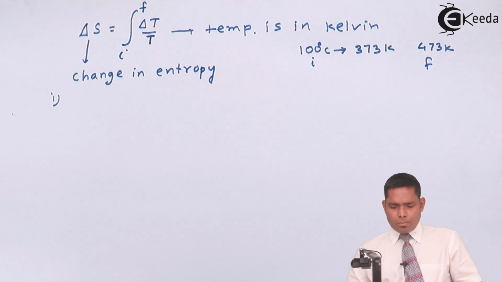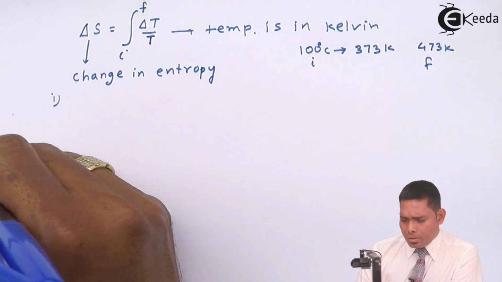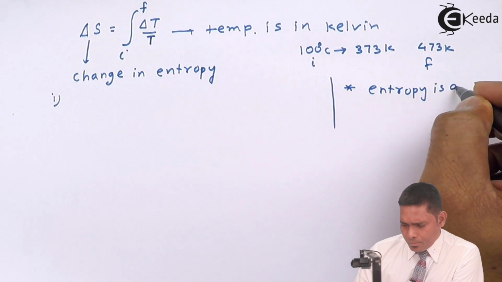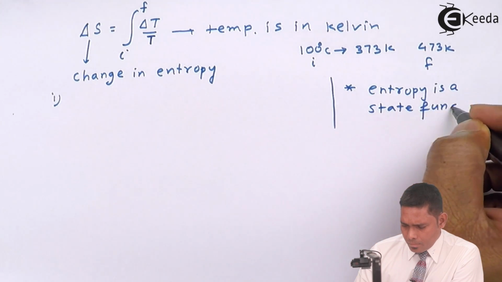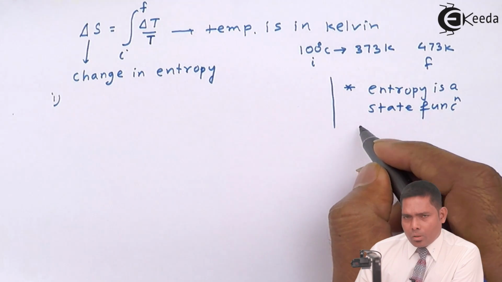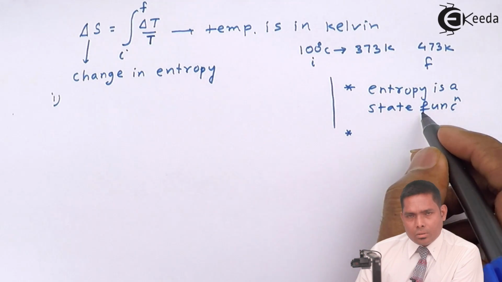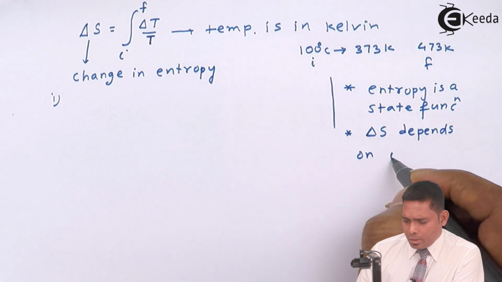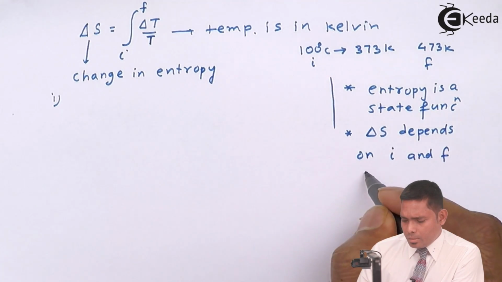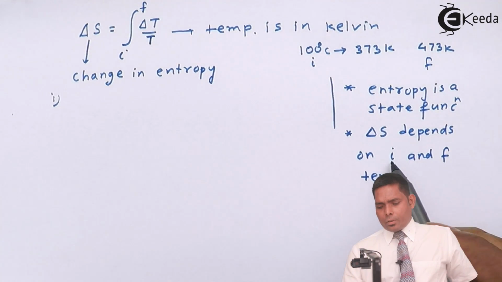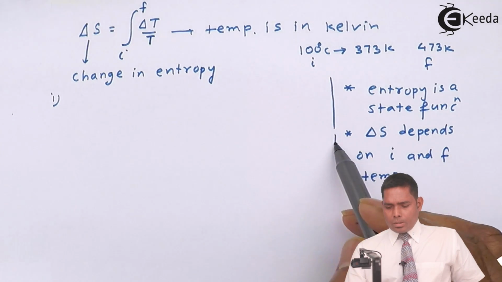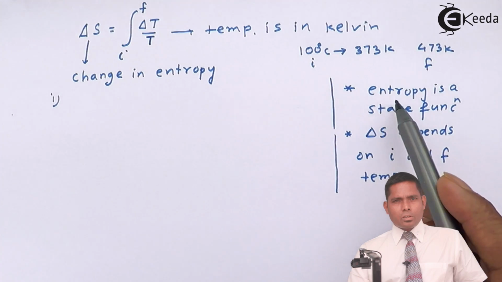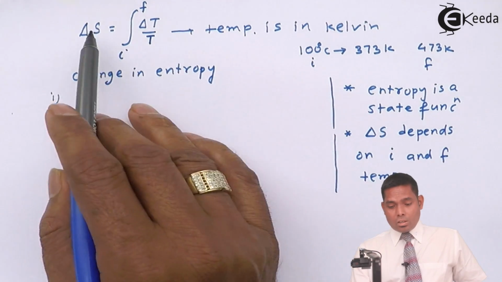So in one case the change in entropy. Next, I will tell you one more important point you have to note: entropy is a state function. It is not a path function. Because it is a state function, the change in entropy depends on the initial and final temperature, I for initial, F for final. This means that whichever way you connect, whether with 2 reservoirs or 8 reservoirs, the change in entropy in both the cases will be the same.